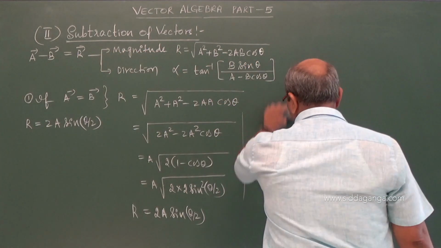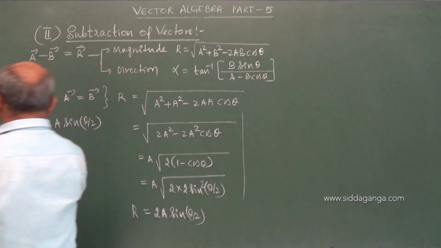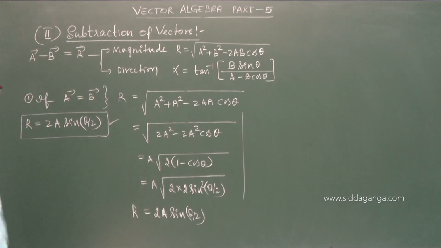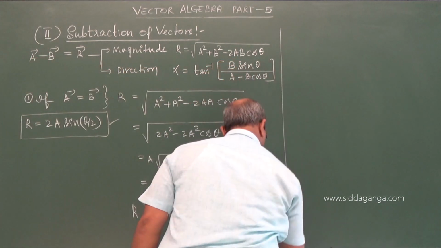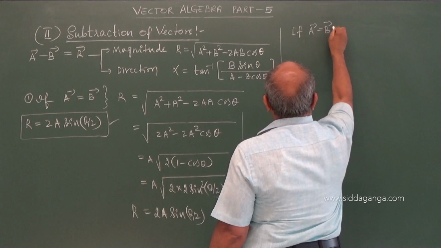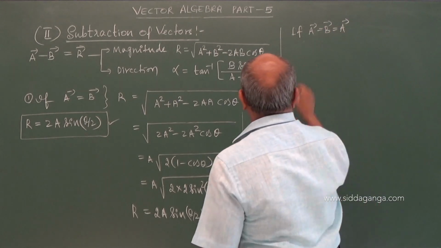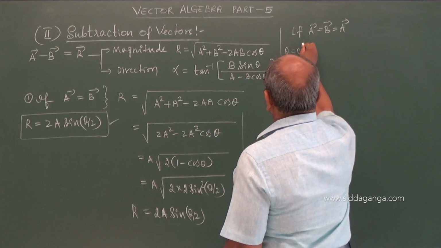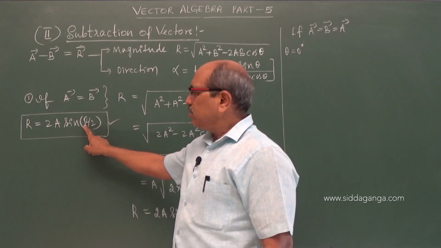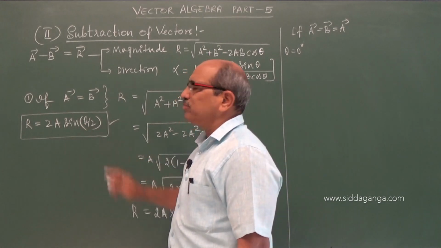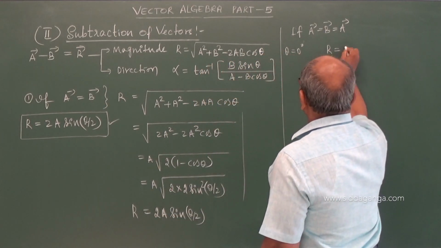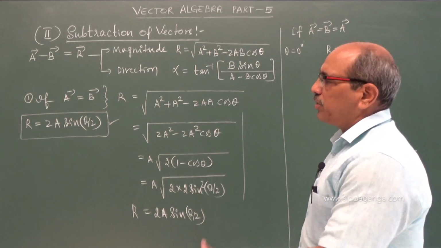Now coming to the special cases, taking this as a reference. The first condition is a equal to b equal to a, and theta equal to 0 degree, first case. When theta is 0, sin 0 is 0, then the resultant becomes 0.